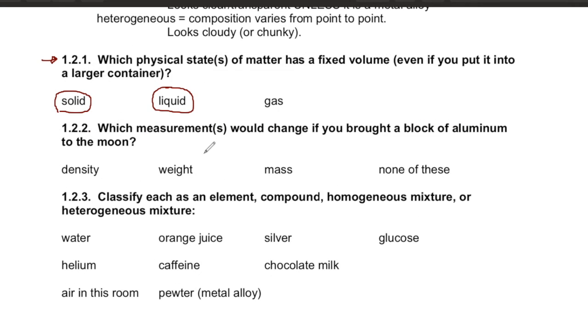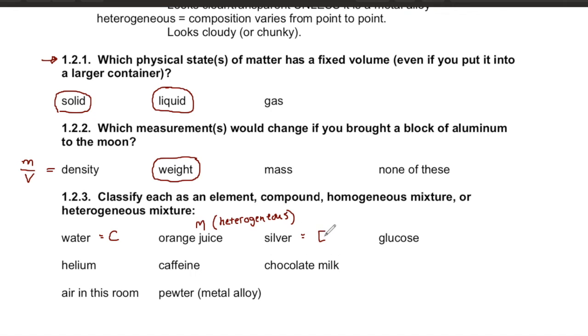Now, measurements that would change if you brought a block of aluminum to the moon. The weight would change because the force of gravity on the moon has changed, but the mass is the same, and the density, which is the mass over the volume, is also the same because the mass doesn't change and neither does the volume. Water is a compound because we can write a chemical formula for that. Orange juice is a mixture, and it's a heterogeneous mixture because it is not clear, it's cloudy. If you put it under a microscope, you'd see little cell pieces and pulp.